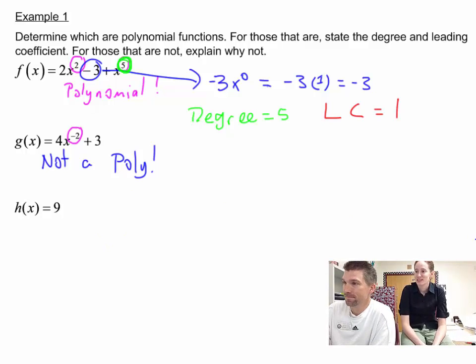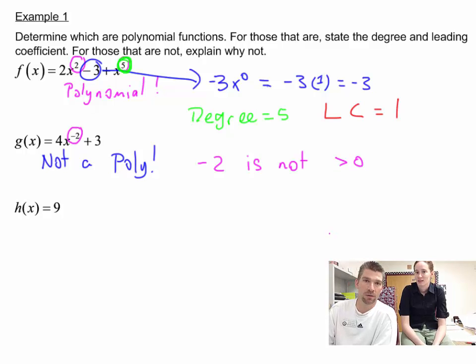Yes, you will. And the reason is because of the negative exponent. -2 is not bigger than 0 or an integer bigger than 0. It fails the first test. Okay. H of x equals 9.